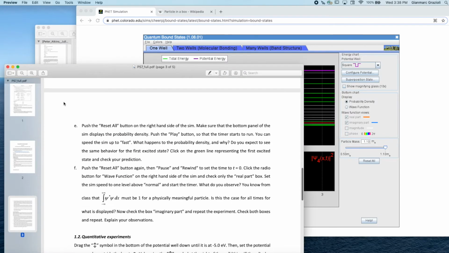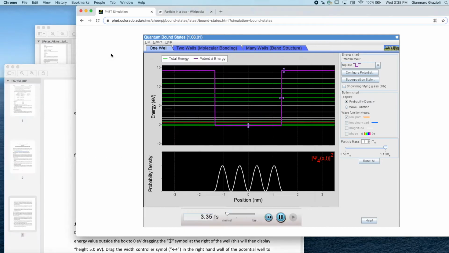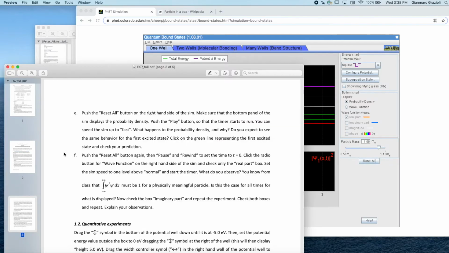Okay, let's look at part E now. Push the reset all button. Okay, check. Reset all settings, yes. We're back to how it started. Now what? Make sure that the bottom panel of the sim displays the probability density. Okay, we have that. All right, we've seen this before.